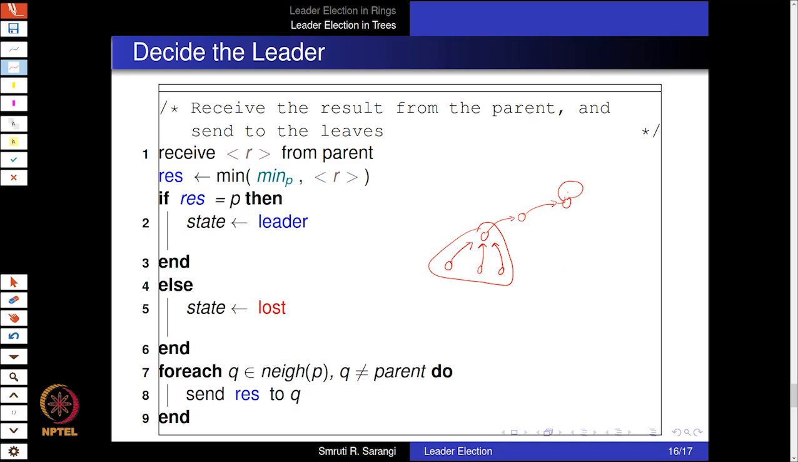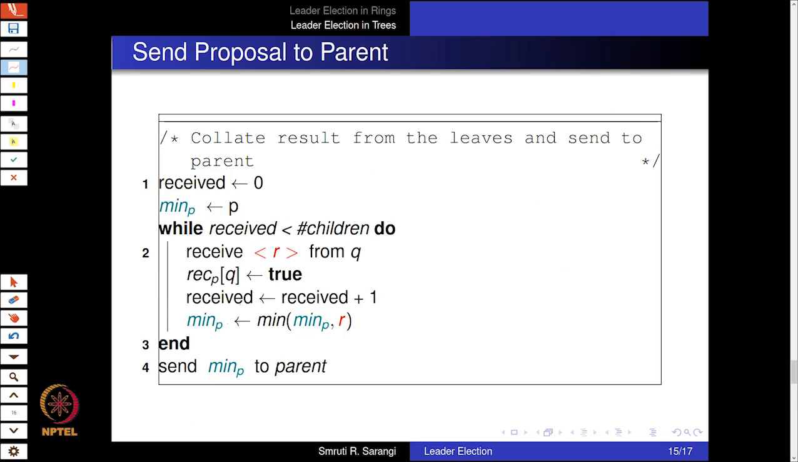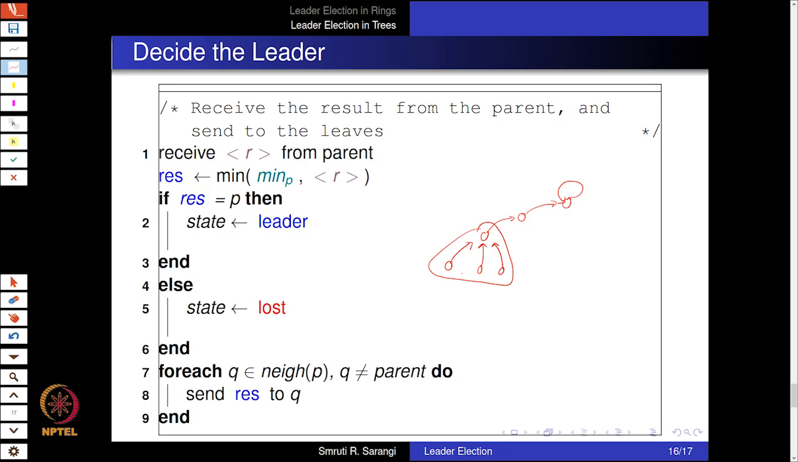So what did we do in the last slide? What we actually did is we sent the computed minimum to the parent. So what would the root do? The root would essentially compute the minimum of the entire tree, which is the ID of the leader, wherever it is, and it will forward that to itself. So as far as the root is concerned, the root will begin execution at line 1, where it will receive R from the parent.